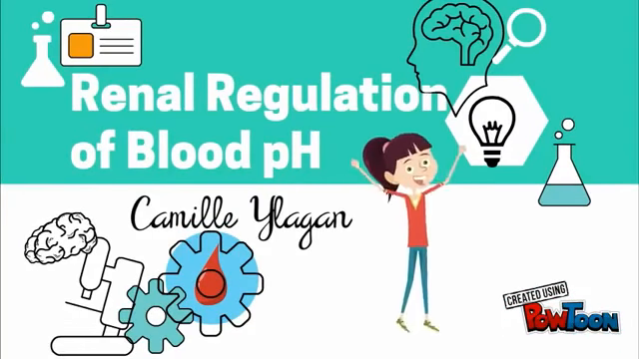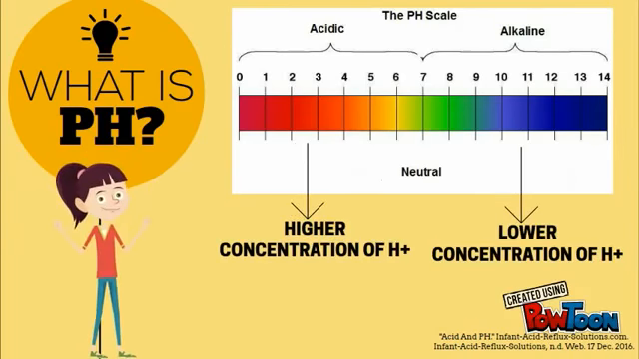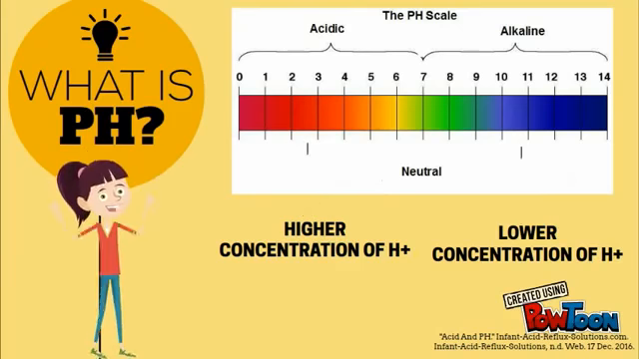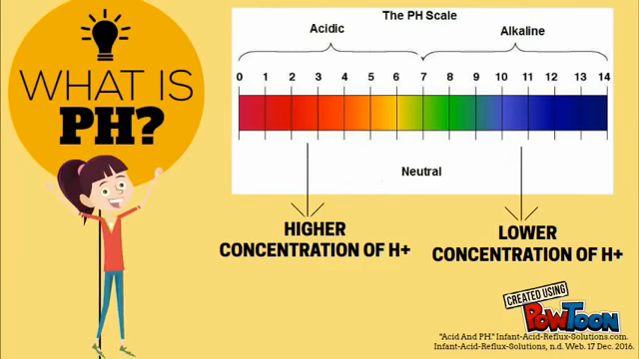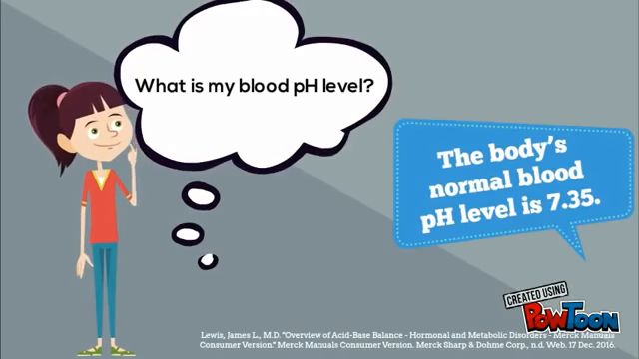Renal regulation of blood pH. pH level describes the acidity and alkalinity of a substance. The pH scale ranges from 0 to 14, the lower numbers indicating more acidic substances and the higher numbers indicating more basic or alkaline substances. The body's normal pH level is 7.35.